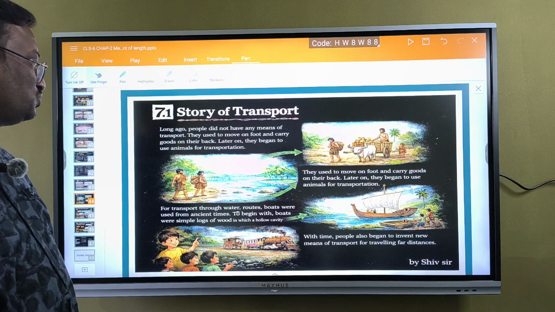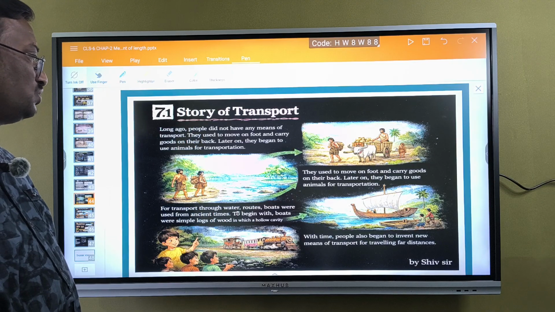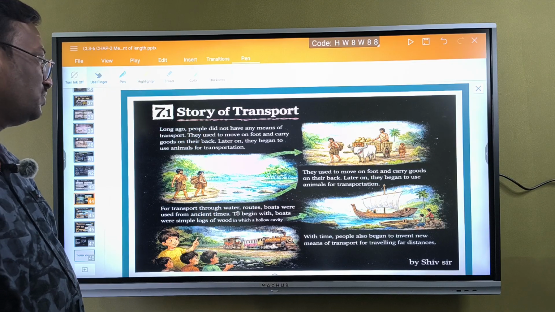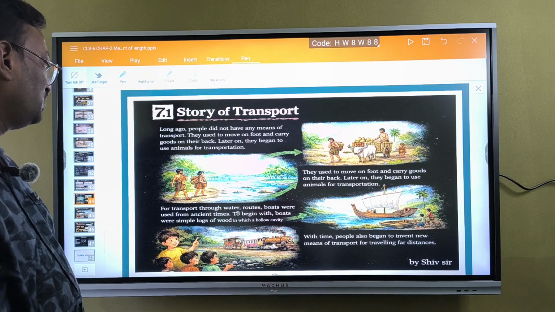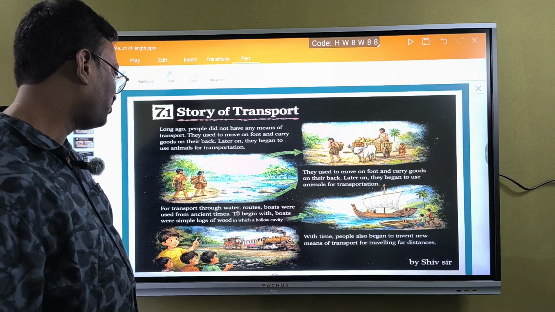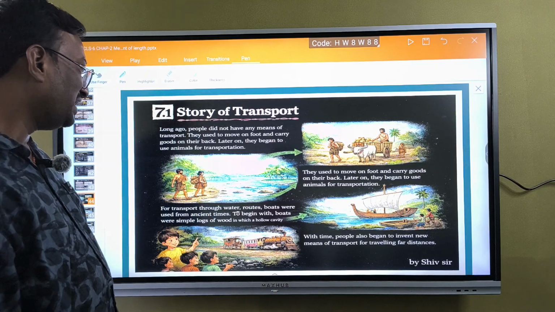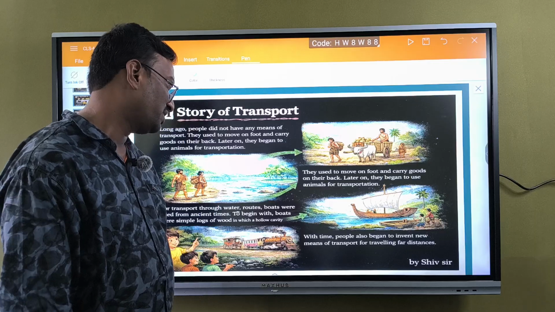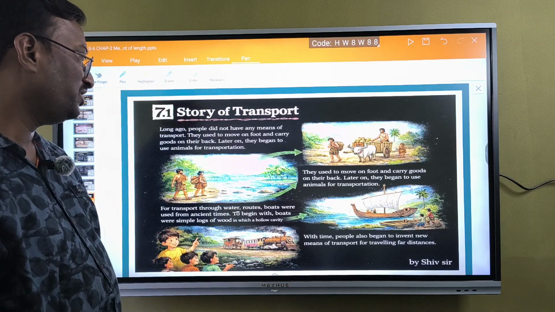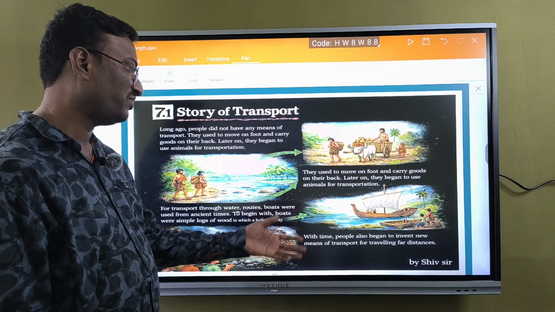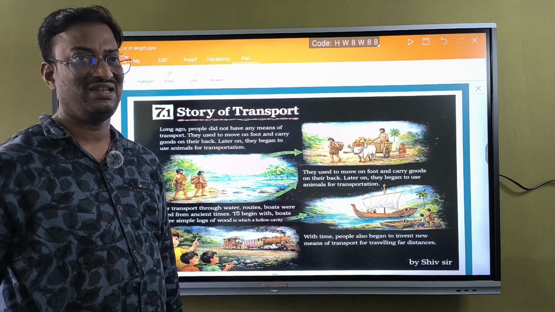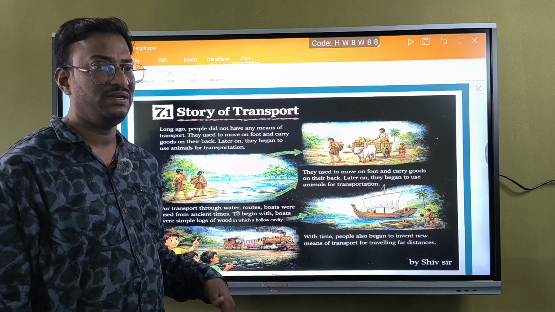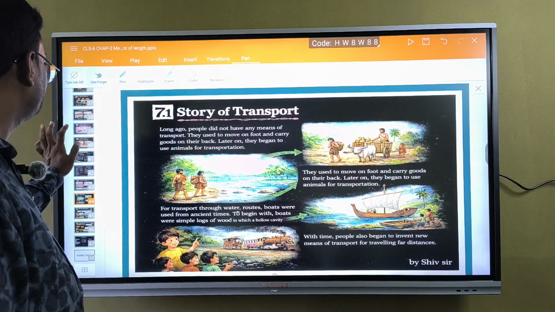For transportation through water routes, boats were used from ancient times. To begin with, the boats were simple logs of wood with a hollow cavity. With time, people also invented means of transportation for travelling far distances, like the train and bus. Likewise, the bicycle came after a long time.